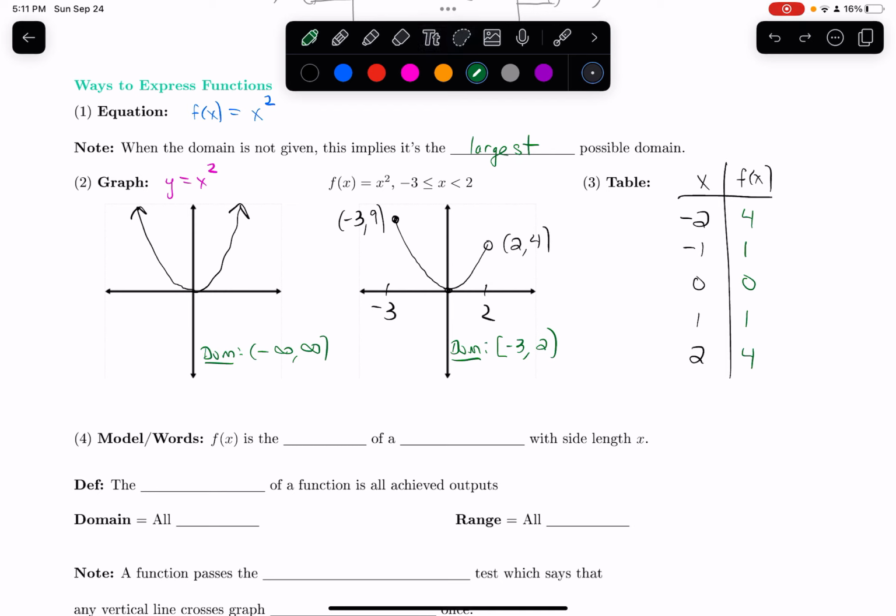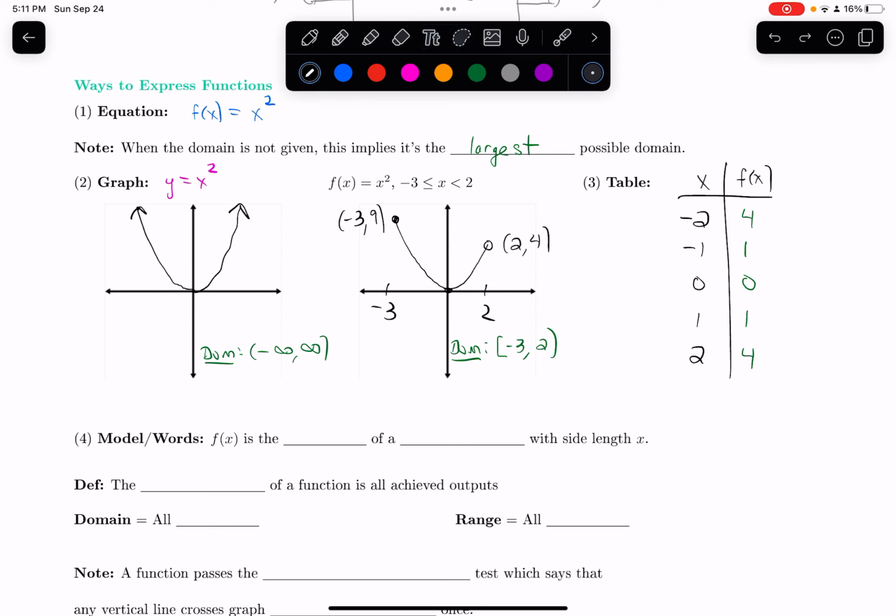But often, in the real world, I don't always have a formula given for my function. Often I have a bunch of data points to work with, and those might be given to me in table format. Okay, the fourth and final way to express a function is using words, or sometimes I call this using a model.